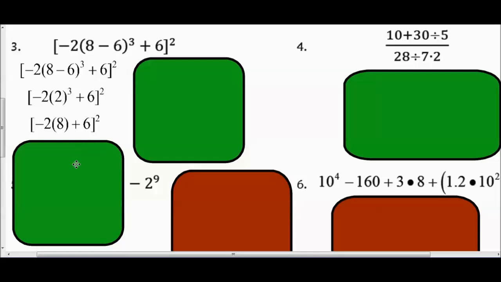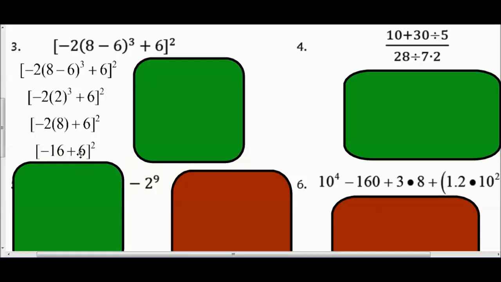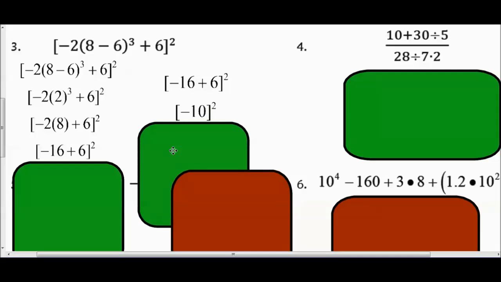Now we can multiply. That'll give us negative 16. And we'll finish inside the brackets by adding negative 16 plus 6 is negative 10. And the last step, negative 10 squared in brackets. We're allowed to do this in the calculator.